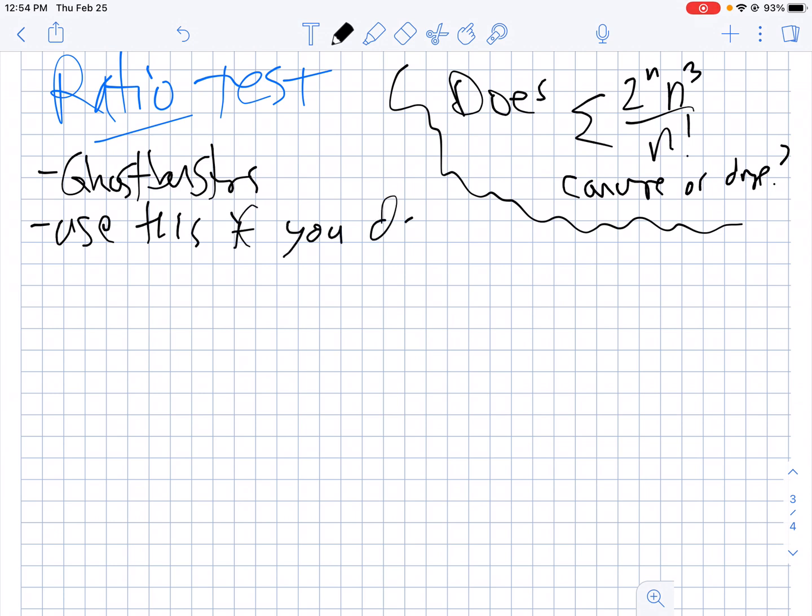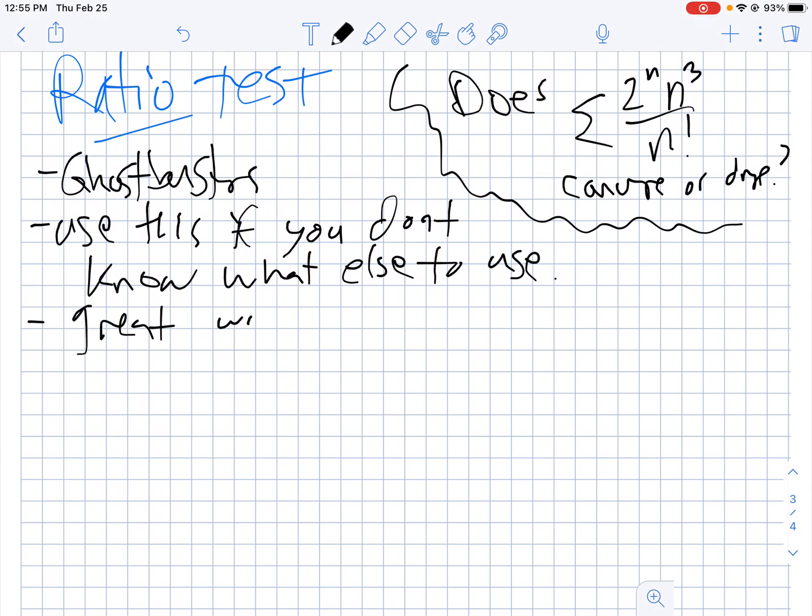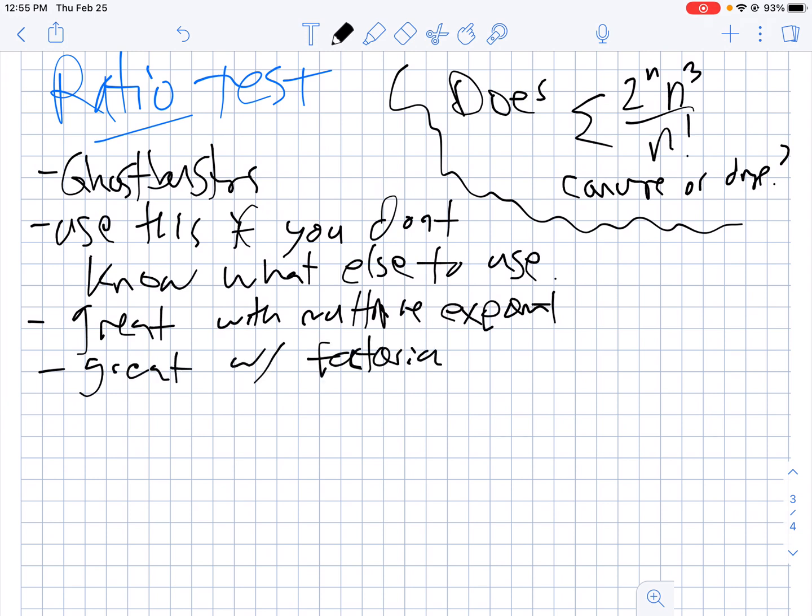It's a good catch-all. The math can get a little gnarly, which is why you probably don't want to start here if it's like a p-series or geometric series or something. But it's something that always will work out pretty nicely. And well, not always, but in most cases it will. And it is great if you have exponents, especially if you have multiple exponents. But it is particularly great with factorials. So if you ever see a factorial in your problem with a series, just jump straight to the ratio test, and it'll tell you about convergence versus divergence.